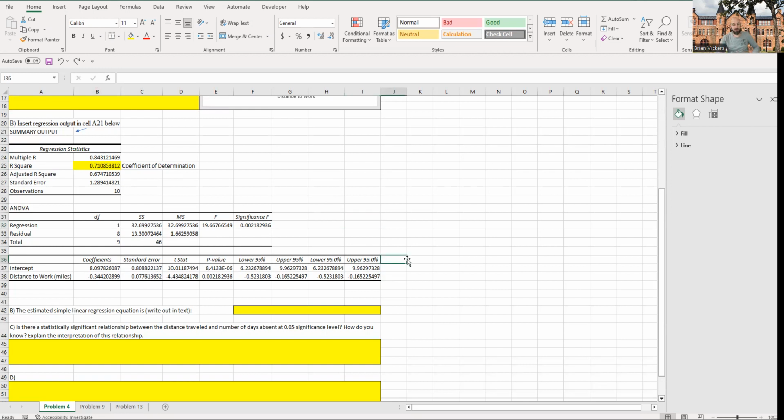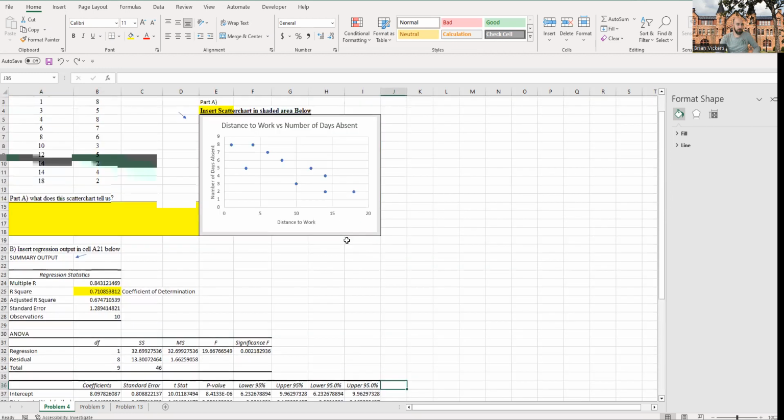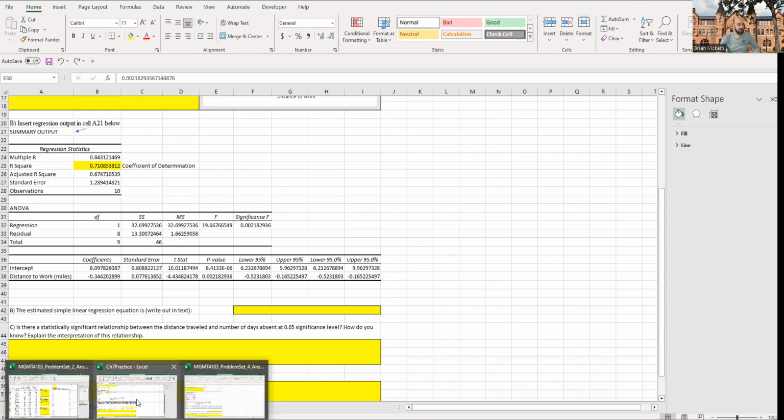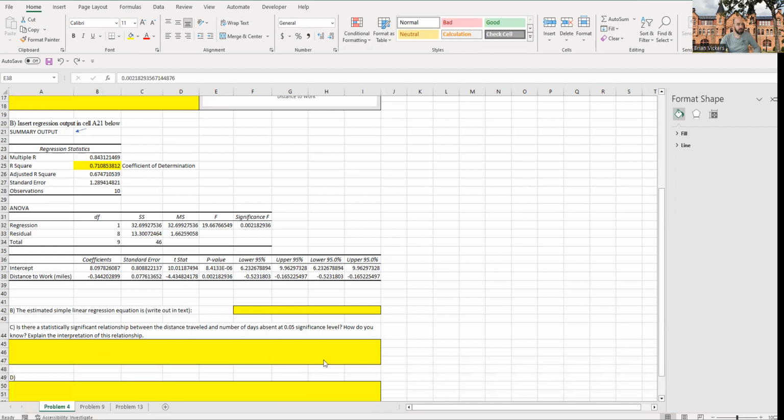So that was a little bit of a divergence from the problem at hand, which, you know, you're looking to just solve this problem set. Let's move right along. So significance F. This is when you only have one variable. This is the same as the p-value. The p-value is the statistical significance level. There it is.